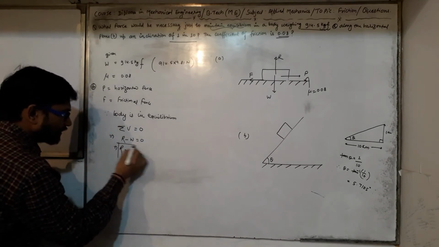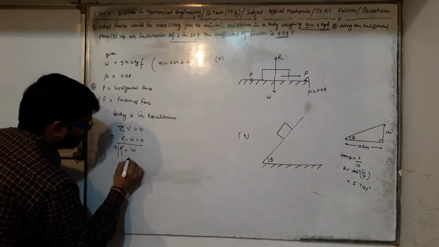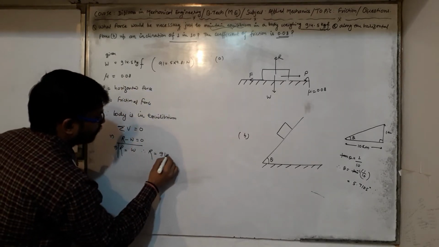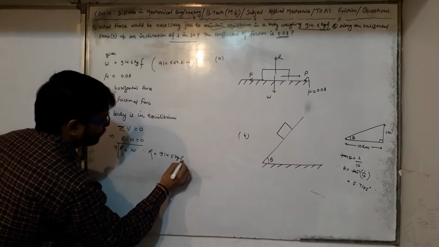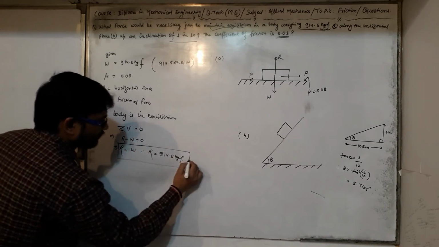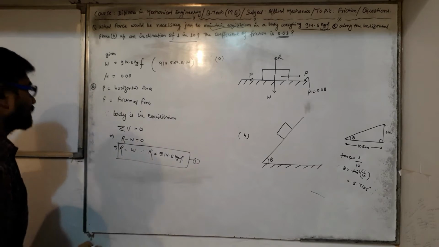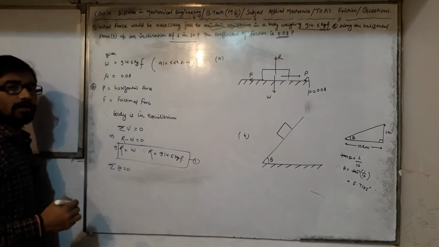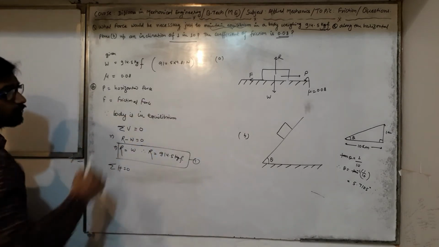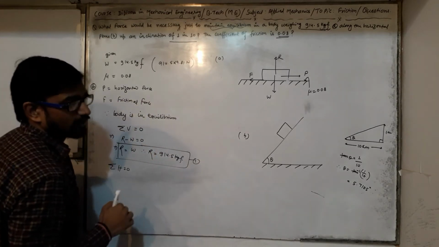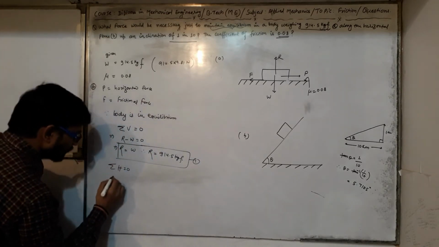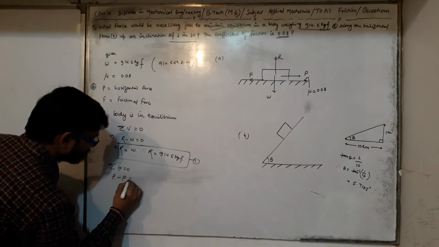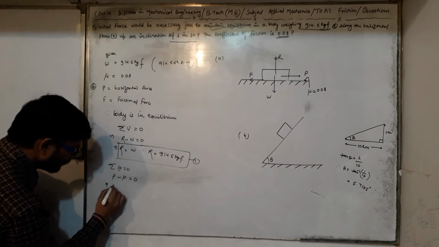Now R equals W, which is nothing but 914.5 kgf. Okay, so I have got the value. Next, the summation of horizontal forces must equal 0 because the body is in equilibrium. There are two forces, P and F, in opposite directions. If I take P as positive, then F must be taken as negative. The summation equals 0.